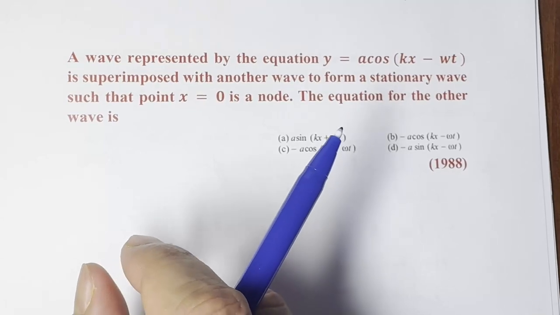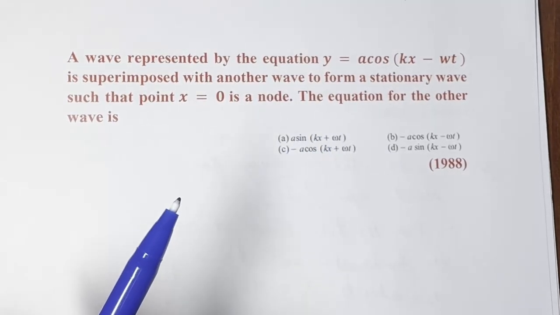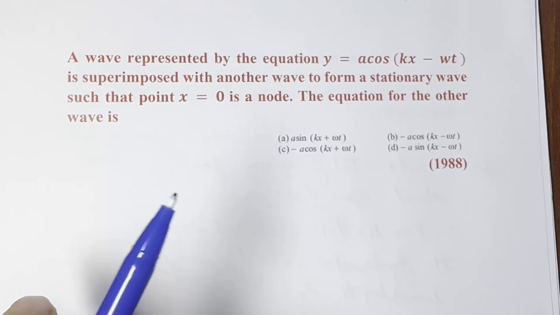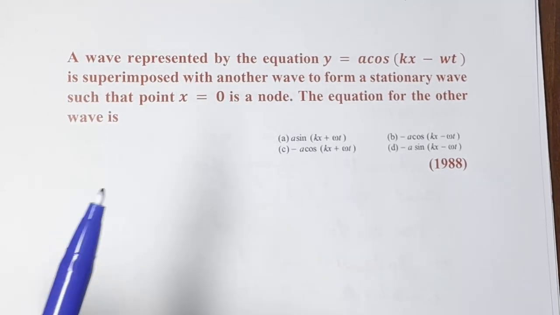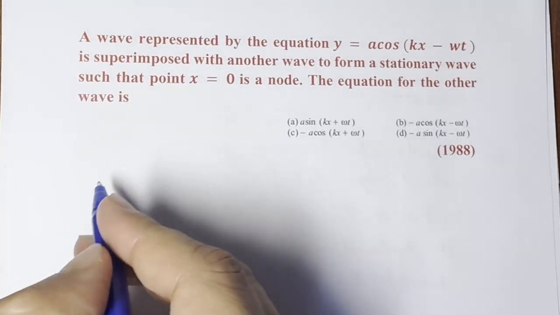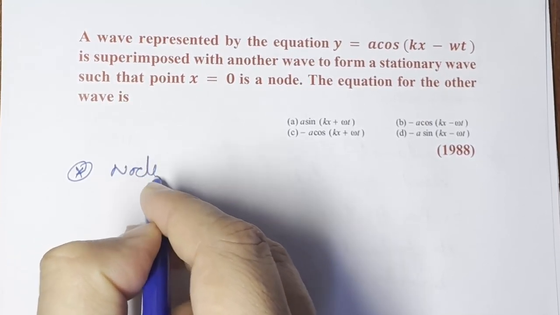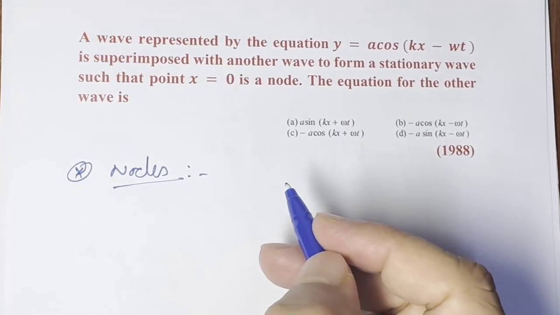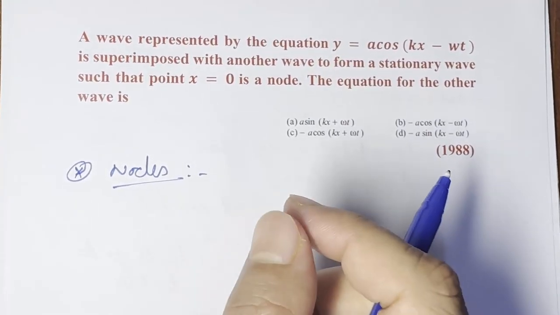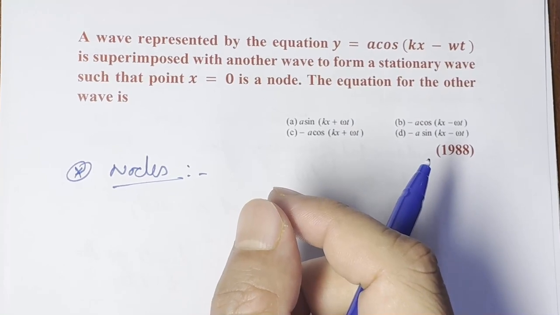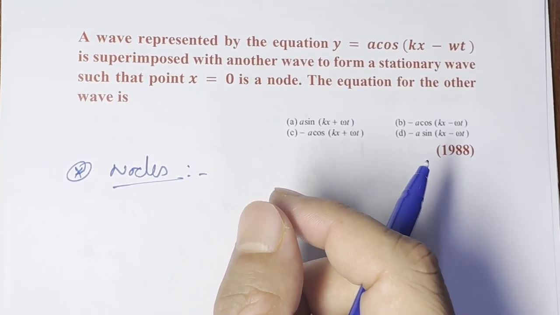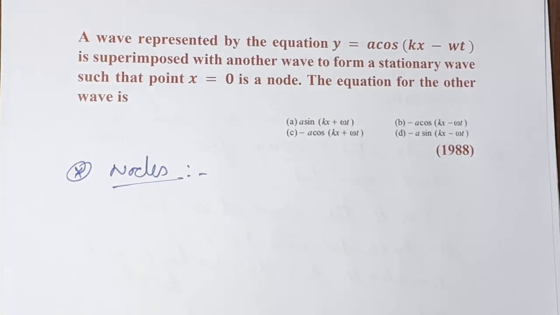So first of all, let us try to understand what is the meaning of a node and what is the meaning of a stationary wave, which is also called a standing wave. Let us try to understand what nodes are. There are three distinct characteristics associated with a node. First, it is a point along a standing wave where displacement is 0.